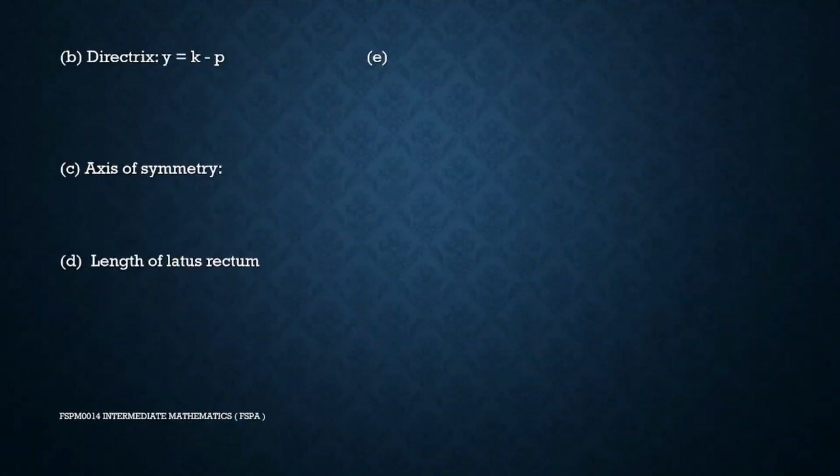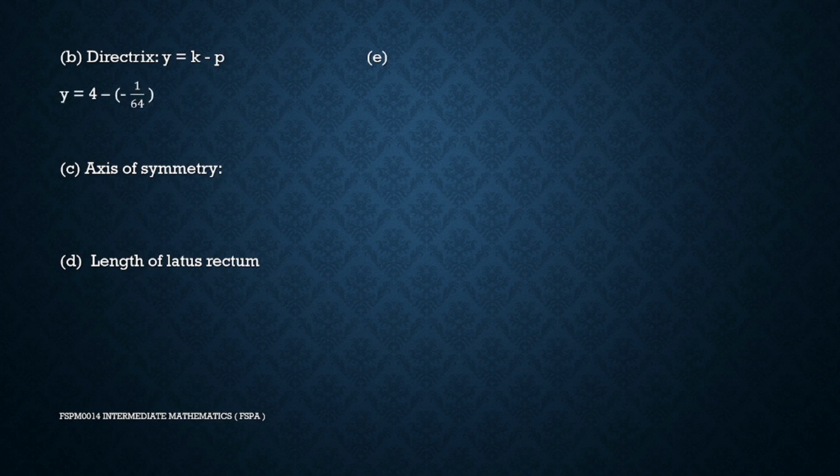For b, the question asks us to find the directrix, which is a line parallel to the x-axis and located outside the curve. So we can use the formula y equals k minus p, and we already found the p value, so we just substitute it in and get y equals 257 over 64.